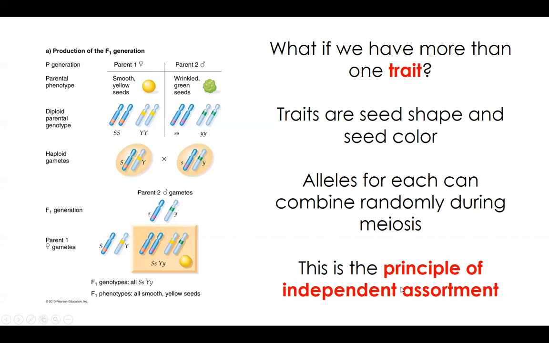What that means is that getting a dominant seed color gene is not at all dependent on whether you got the smooth or wrinkled allele. They do their own things, again operating within their own Punnett square.